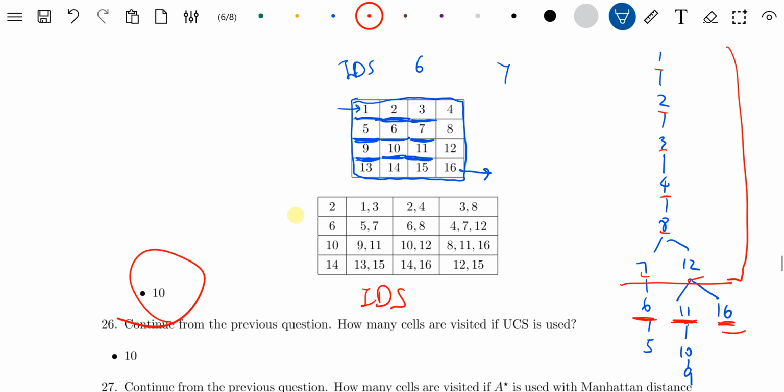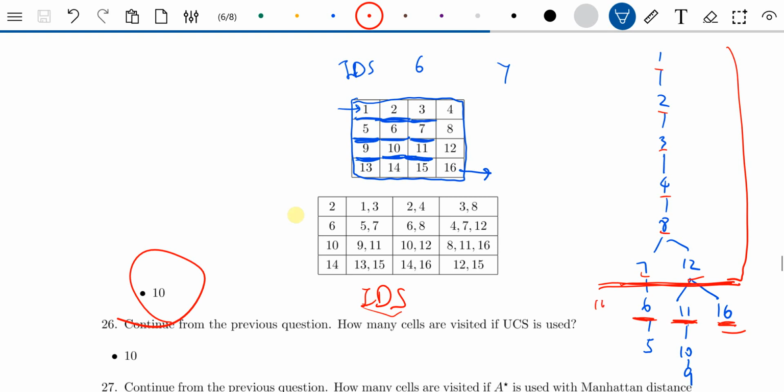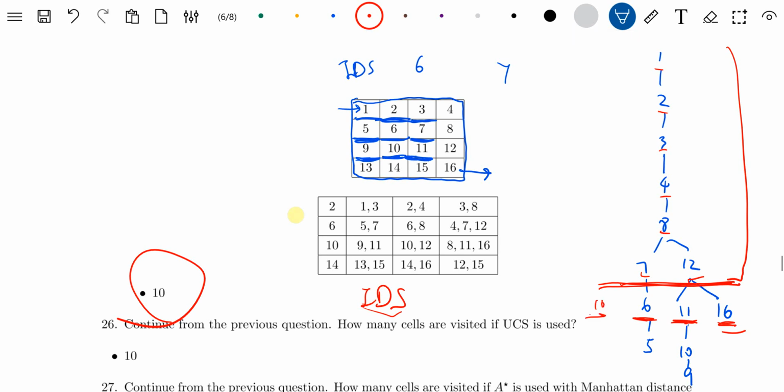And so again, IDS would always go through everything with depths less than the depth of the goal state, and at the same level as the goal state, it will do DFS. So if say 16 is here, then it will search only one at that depth, but now 16 is the last one at this depth, so we need to search 6 first, and then 11, and then 16. That's why the total is 10.